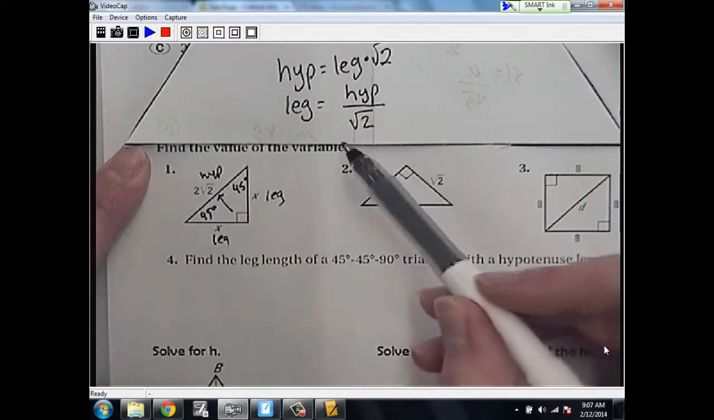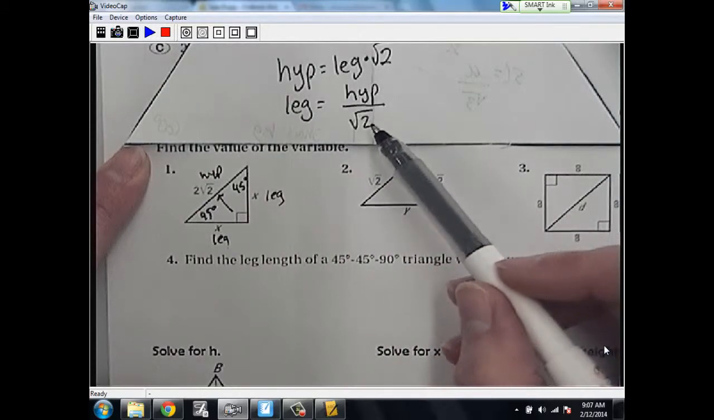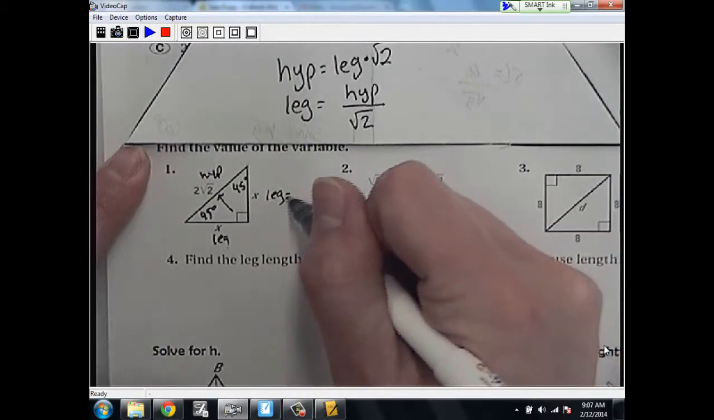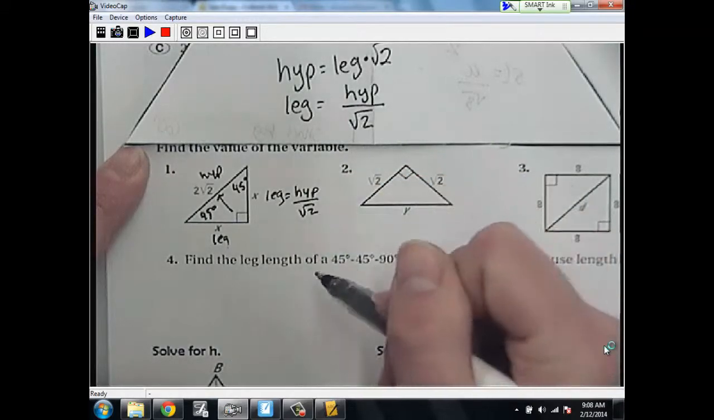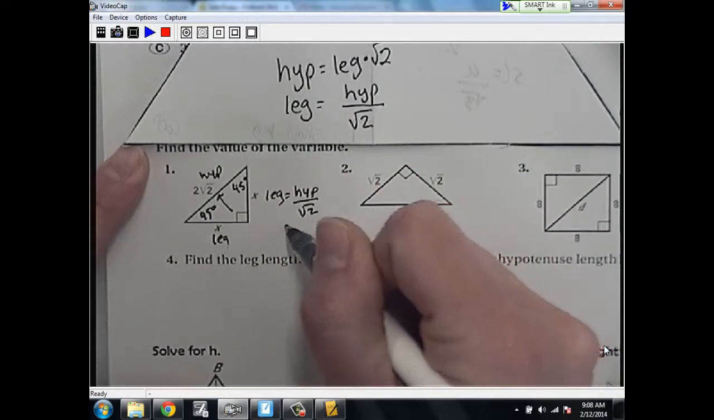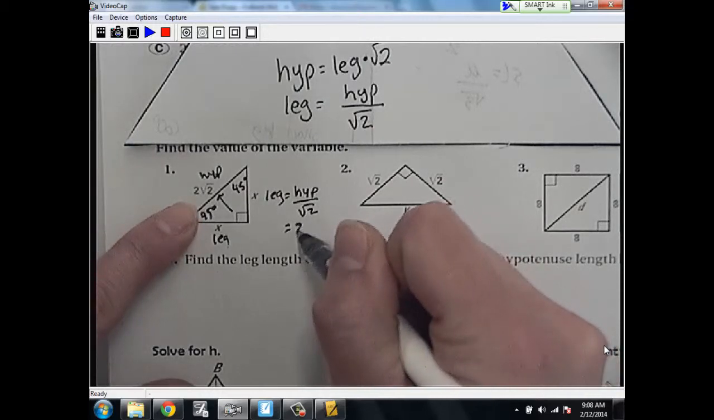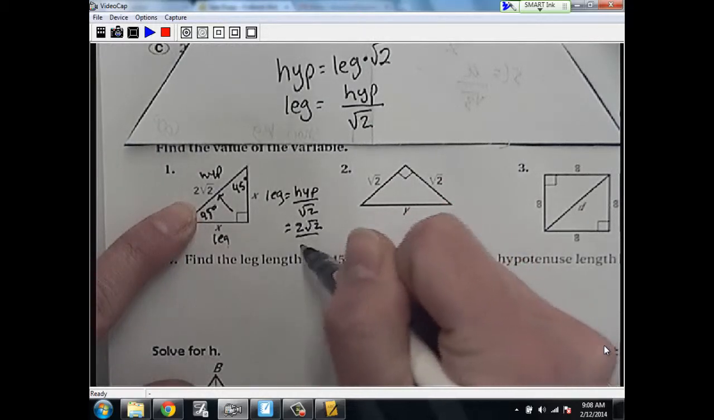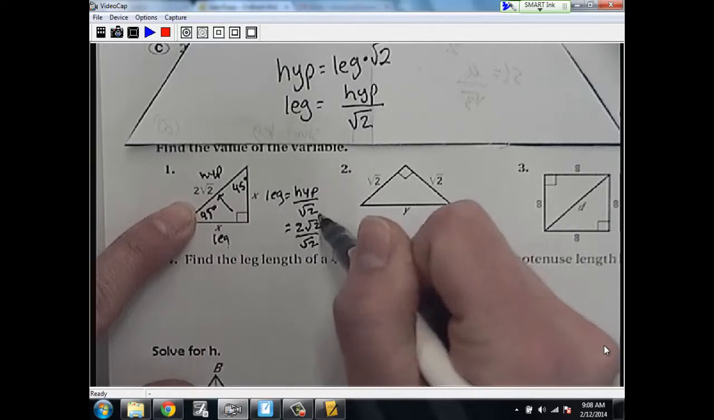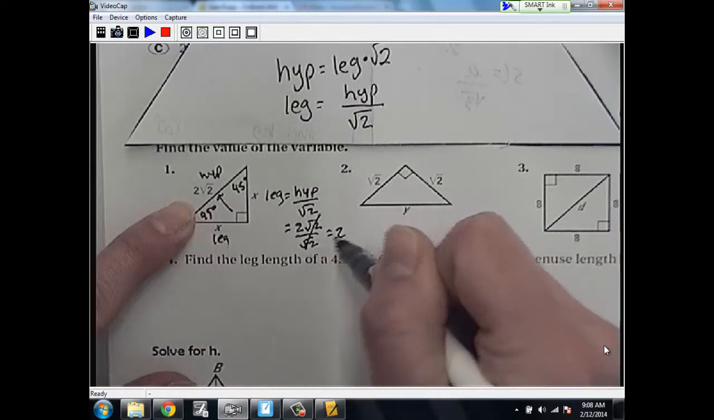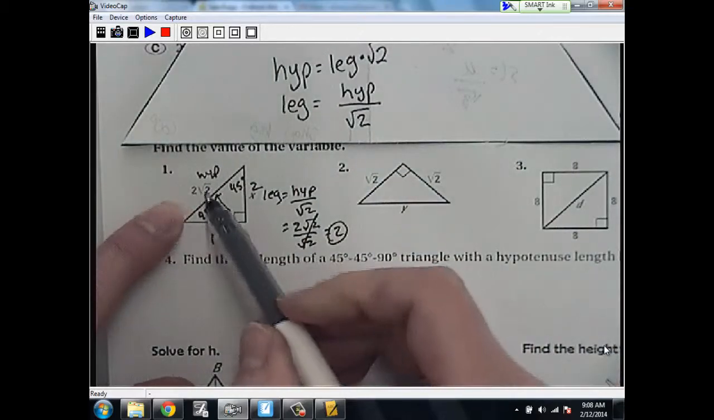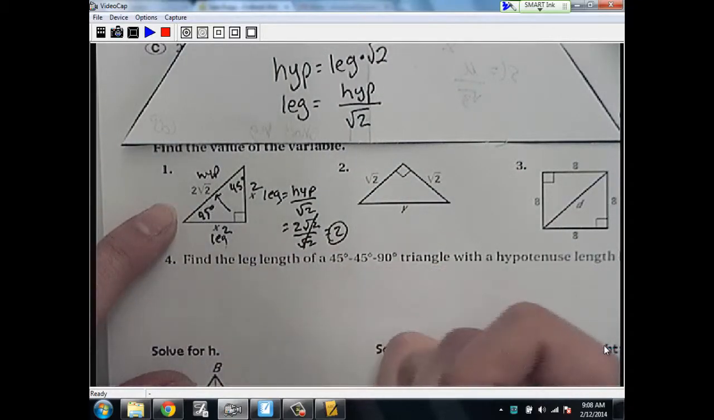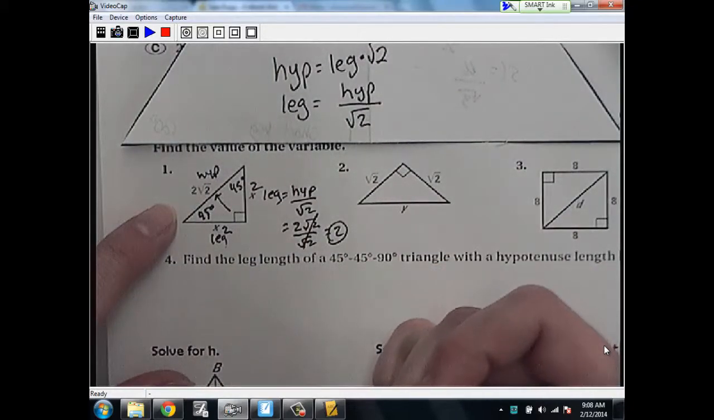How do we find a leg? Hypotenuse divided by square root of 2. Leg equals hypotenuse divided by square root of 2. My hypotenuse is 2 square root of 2 divided by square root of 2. Those cancel, leaving me with 2. So this leg is 2, this leg is 2. My hypotenuse is 2 square root of 2. 2, 2, 2 square root of 2.